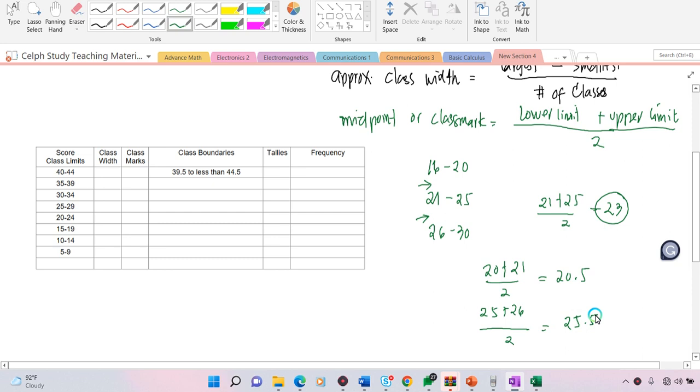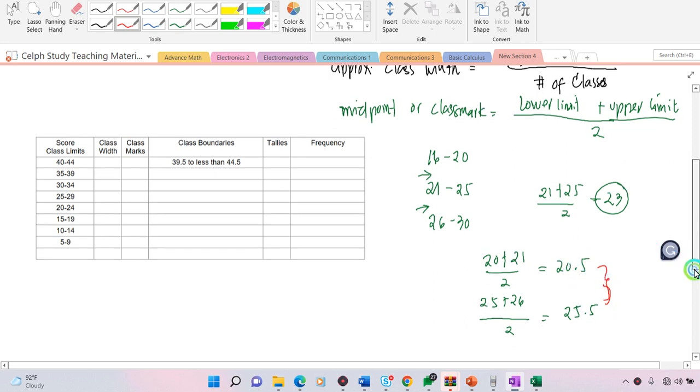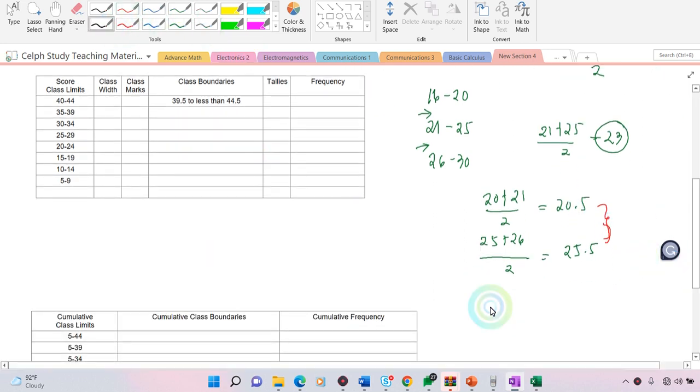The class width is determined from these values. You subtract 25.5 minus 20.5. This is your class width. So this is equal to 25.5 minus 20.5, which is equal to 5. This is your class width. So the specific values are now clearer.